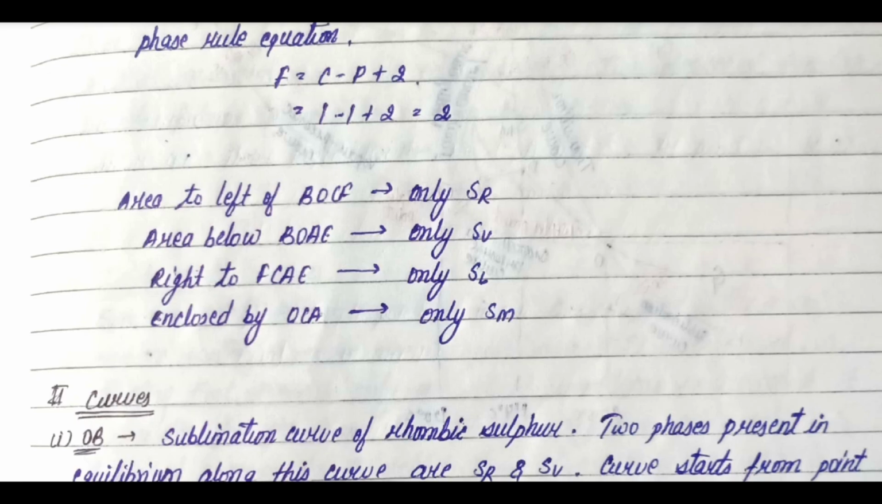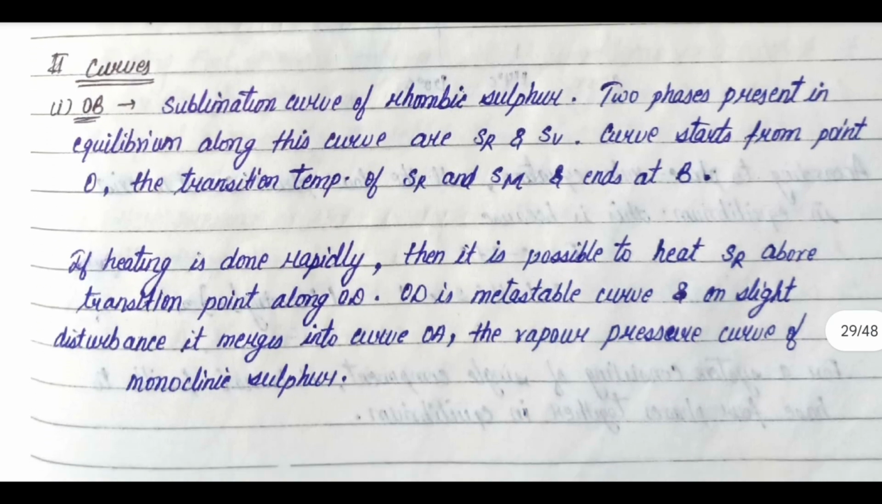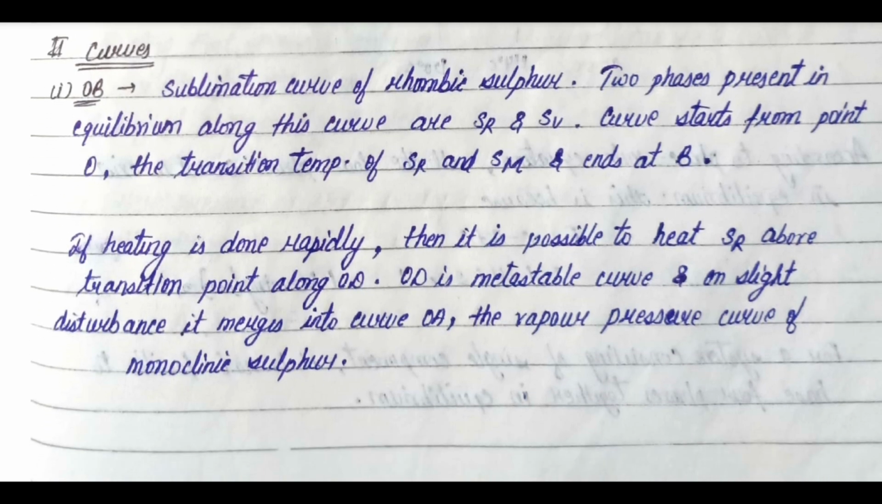Area to the left of BOCF, only SR. Area below BOAE, only SV. Right of FCAE, only SL. And area enclosed by OCA, only SM. Second, curves. First, OB: sublimation curve of rhombic sulfur.